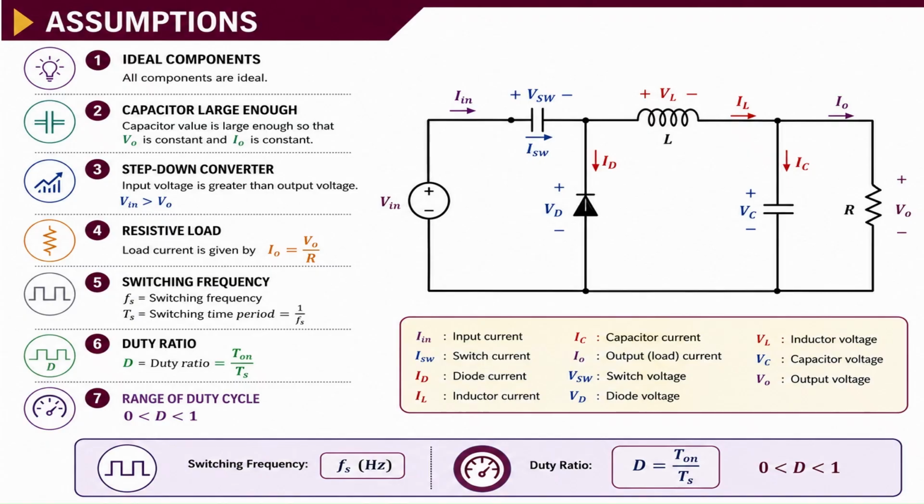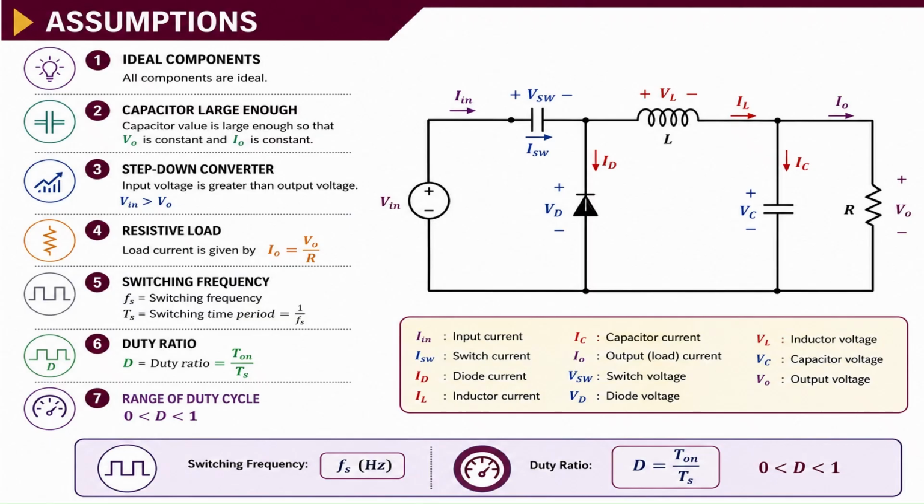These are the assumptions. First one is, all these are ideal components. We are considering all these components are ideal without any loss. The capacitor is large enough so that the output voltage is constant. The capacitor and inductor are filters. So the value of the capacitor is such that the output voltage is constant and the output current is also a constant value.